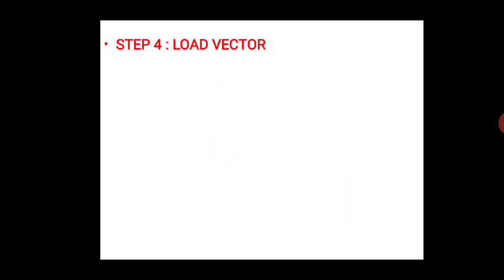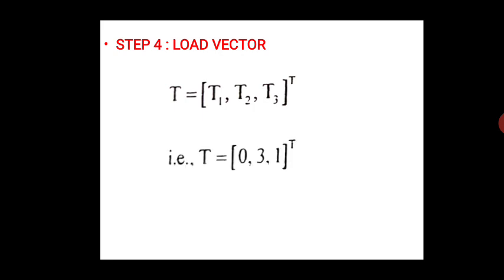Step 4, we have the global load vector. The global load vector T can be written as T1, T2 and T3. Since there is no torque at node 1, we will represent it as 0. Whereas there is a torque at node 2, that is T2 is equal to 3 kilonewton, we will represent it as 3. And similarly T3, the torque at node 3, is equal to 1 kilonewton, so we will consider it as 1. So this is the load vector or torque vector T is equal to 0, 3 and 1.